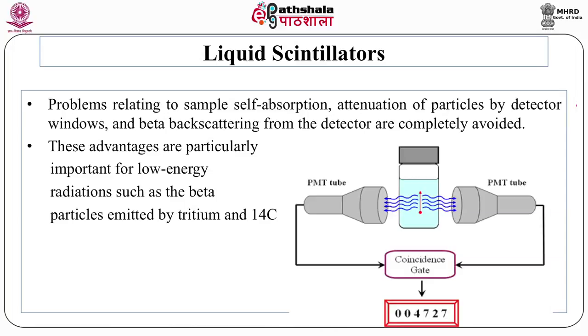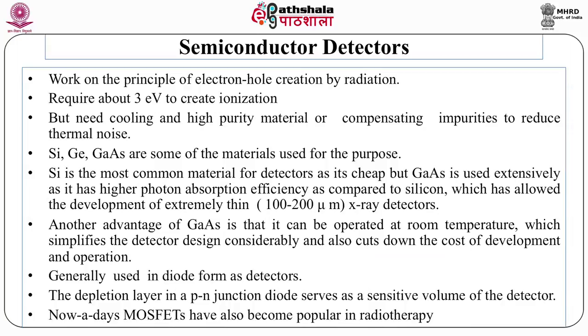So these liquid scintillators are particularly advantageous for low energy radiation such as beta particles emitted by tritium and carbon-14. Then comes another category of detectors called semiconductor detectors. They work on the principle of electron hole creation by radiation, and require only about 3 electron volt to create ionization. Please recall that it requires about 13 electron volt to produce ionization in water, whereas for semiconductors it's only 3 electron volt. That means more ion pairs will be produced in a semiconductor as compared to a liquid detector. But the problem with semiconductor detectors is that they need cooling and very high purity material to reduce thermal noise. What are the semiconductor materials used?